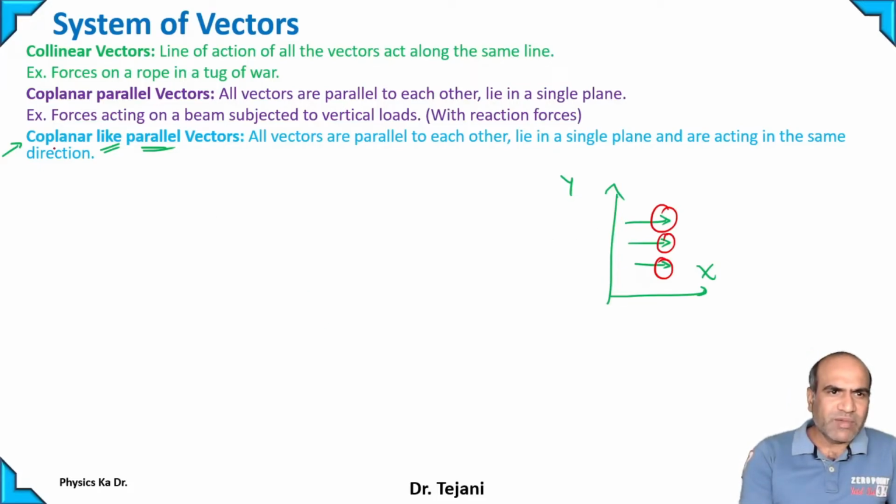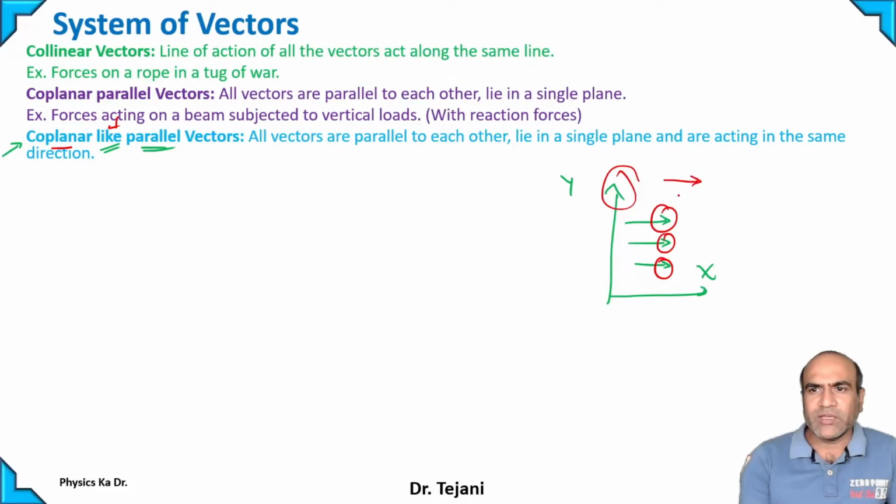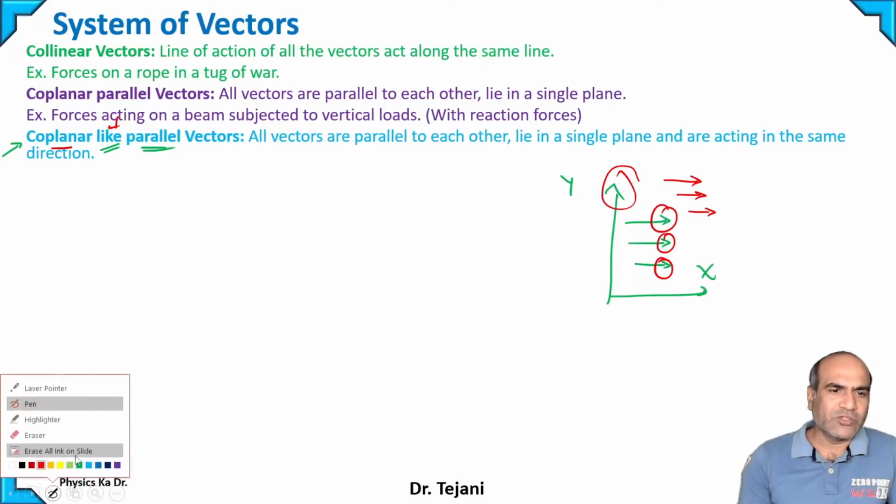So three things are mentioned. One is coplanar, means single plane, xy. Like means all the directions should be on the same side, similar side. And the parallel, we know that the angle should be equal for all.